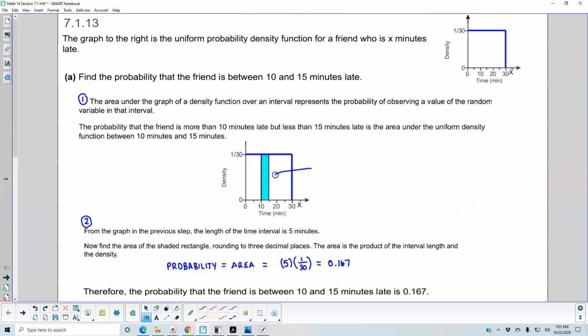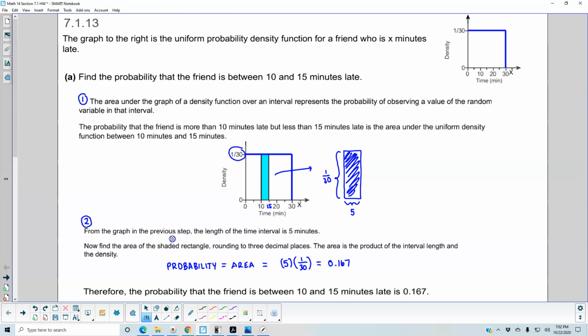So if we look at this and we want to draw, that means we're going to have a rectangle. Within this rectangle, we can see that the width is going to be 1/30, which is what we get here. And then the length is the difference between 10 and 15. So if this is 15, then 15 minus 10 is going to give you 5.